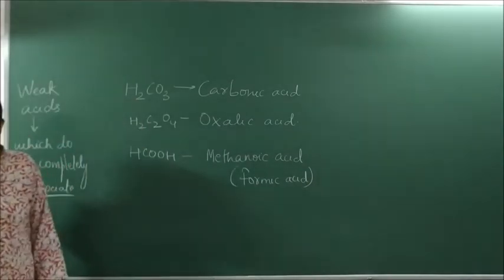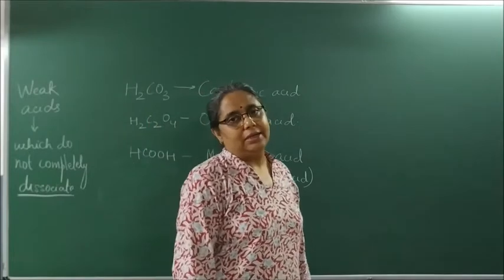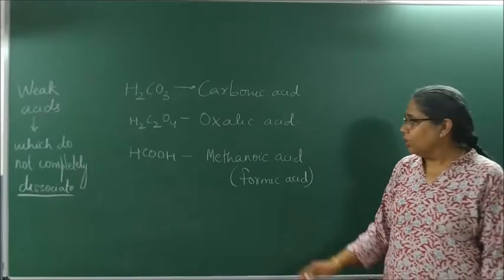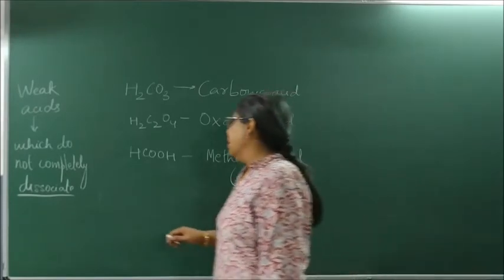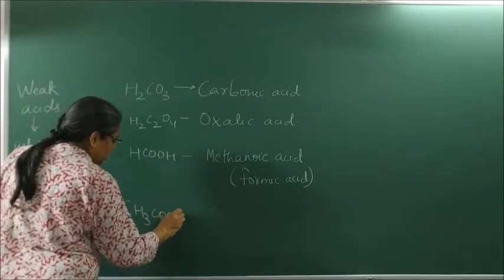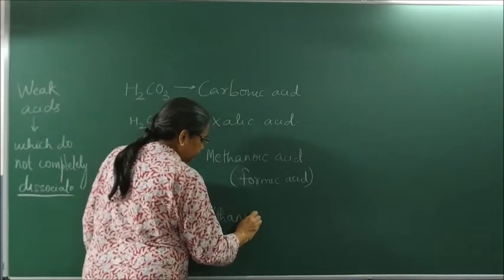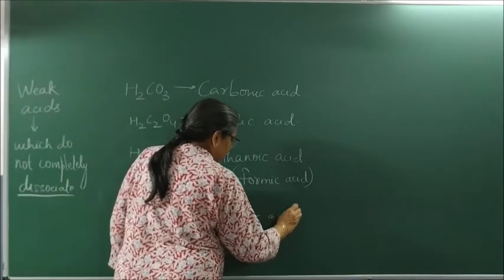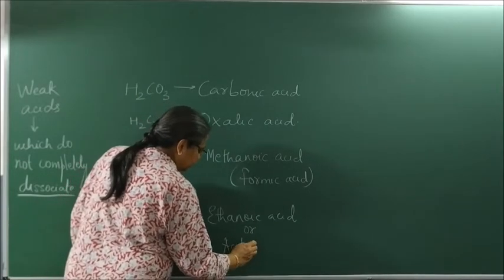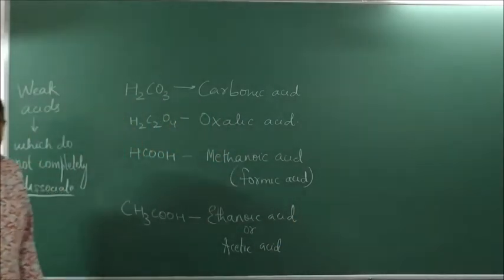Why is this called as formic acid? Because in Latin, formum means ant. So this is the acid which is obtained from ants. So called as what acid? Formic acid. Another weak acid which we will study is CH3COOH, which is called as ethanoic acid. Ethanoic acid or acetic acid.